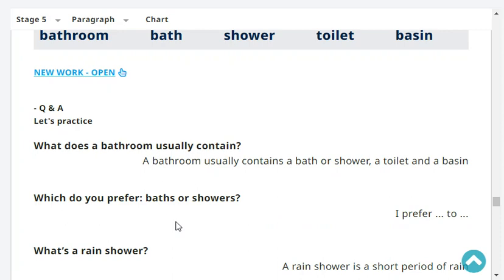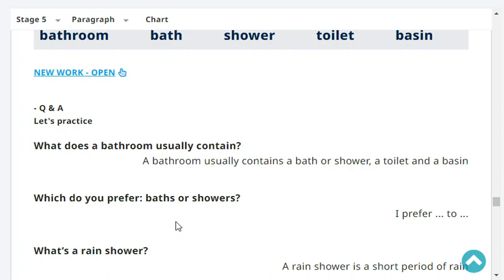What does a bathroom usually contain? A bathroom usually contains a bath or a shower, a toilet, and a basin. Very good.